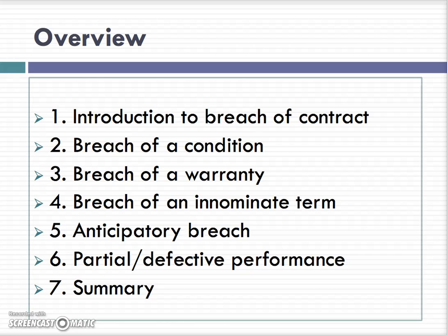Here's an overview of the topics we're going to cover as part of the Breach of Contract lecture. First, there'll be a brief introduction, and then we will look at the three main types of breaches: breach of a condition, breach of a warranty, and breach of an innominate term. We'll then move on to the fourth type of breach, which is a special kind of breach called anticipatory breach. We'll also have a look at the issue of partial or defective performance. Lastly, I will summarize all the salient points.